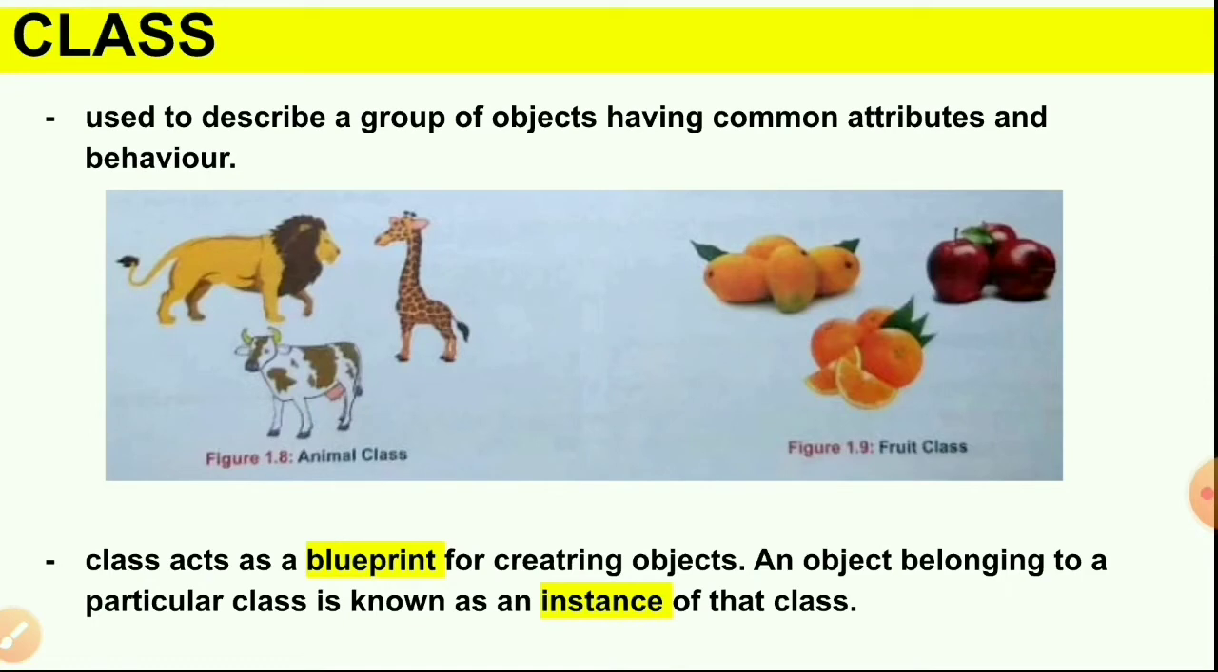Don't worry, we'll be looking at this in detail in the coming slides, okay? But for now, you should understand the meaning of group of objects, okay? Class represents a group of objects. Like this animal class is representing all the animals. The fruit class is representing all the fruits, okay? Let's look at the next definition.